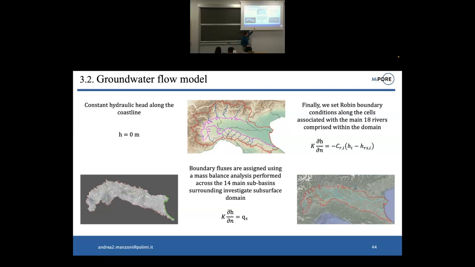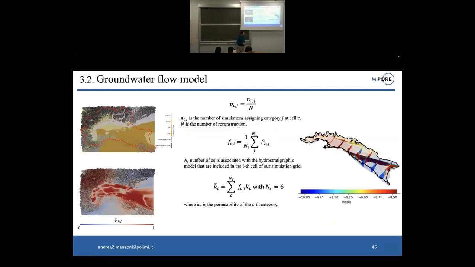The last boundary condition that we have imposed is associated to the rivers. So we have taken the 20 main rivers within the domain, and we have imposed a third type boundary condition. And in order to impose this boundary condition, we're going to have to estimate this parameter C that is related to the riverbed conductance. So we're going to have 20 extra parameters to be estimated in the calibration phase.